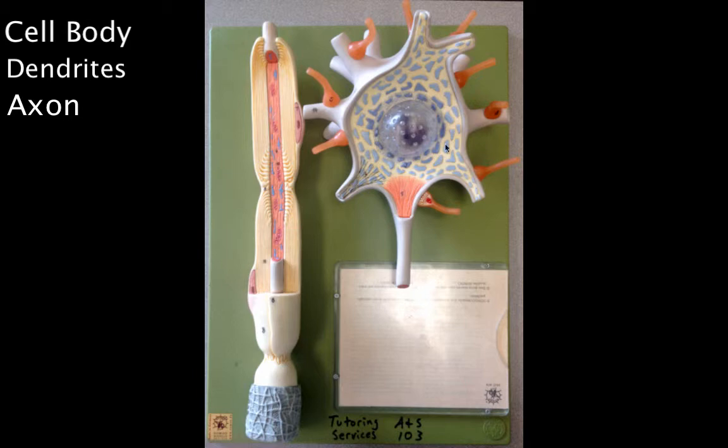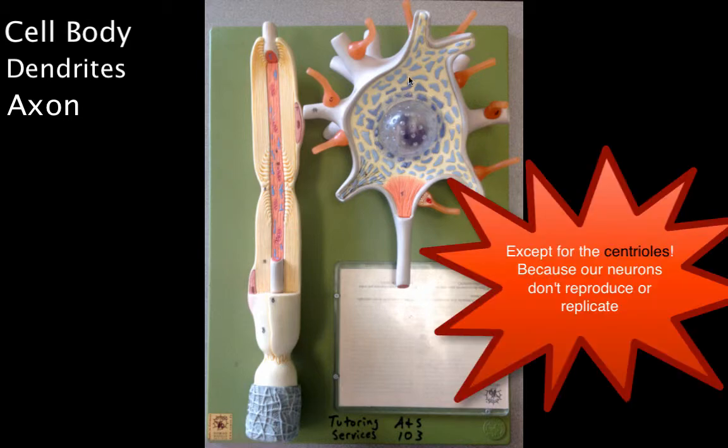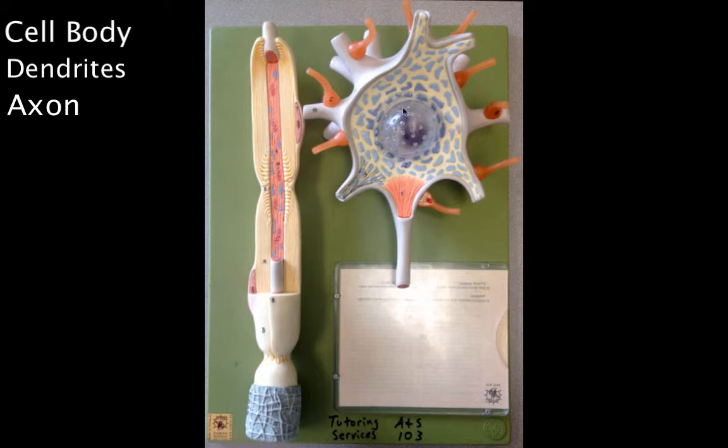Inside of the cell body, we see a couple different organelles. Again, we would have all the different types of organelles inside here, but we can only test you on three because that's all that shows on the model. So please name this structure right here. That's going to be the nucleus.